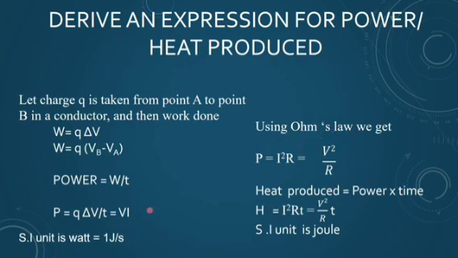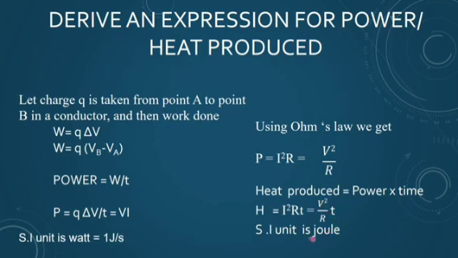This means all three formulas can be used for power. One is power equals VI, or I square R, or V square upon R. And if we want to talk about the heat produced, to see the heating effect of the electric current, then it is equal to power into time. So electrical energy can also be written in terms of the heat produced. At times we may write it as I square RT or V square upon R into T.